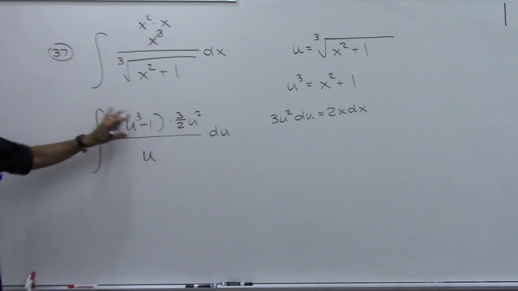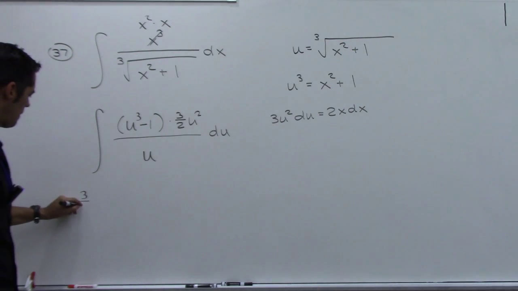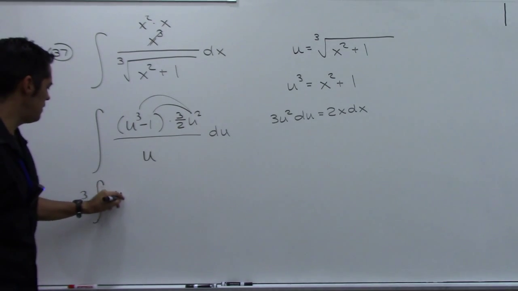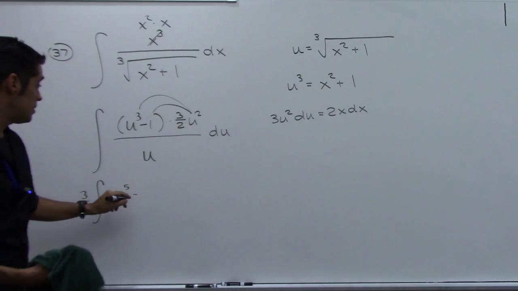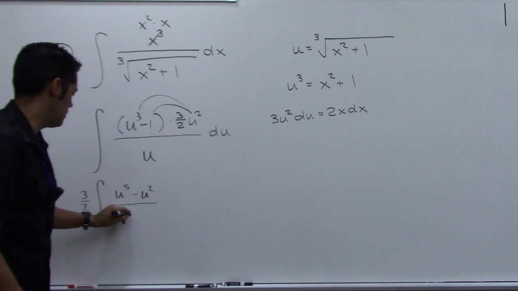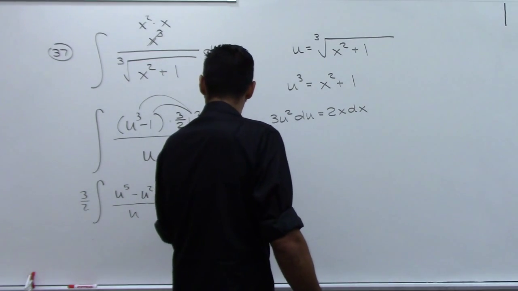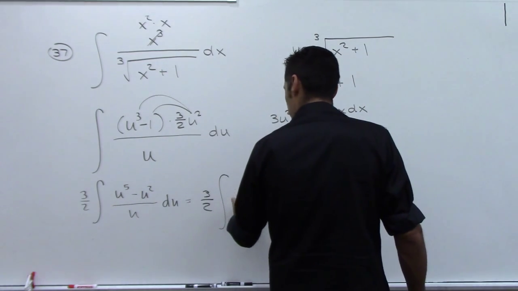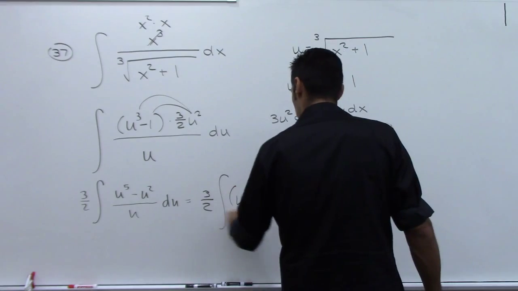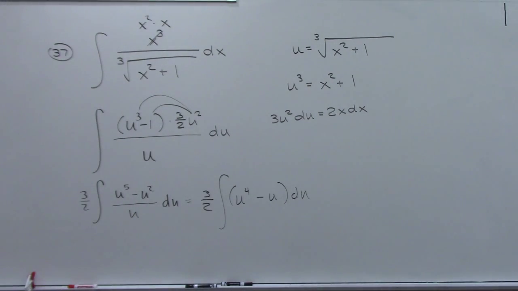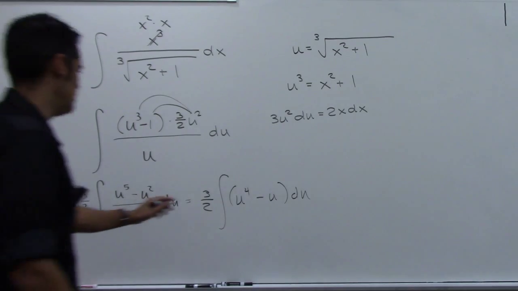And then take the 3/2 out, distribute this u through, so you get u to the 5th minus u squared over u du, which is 3/2 integral u to the 4th minus u du. Let's see if I'm on the same page as they are here. Yeah, that's it. And then antiderivative of each of these.